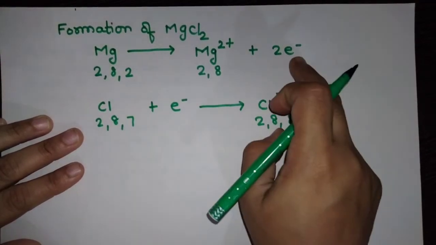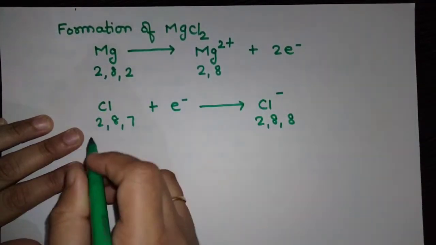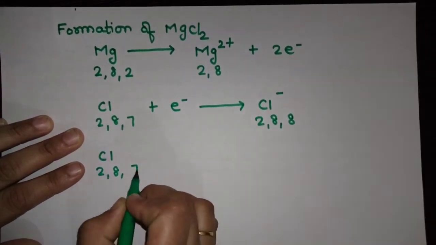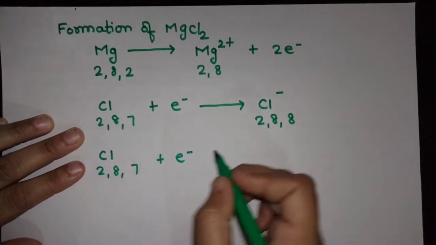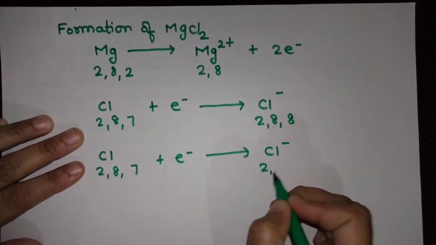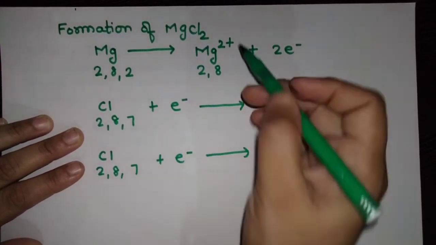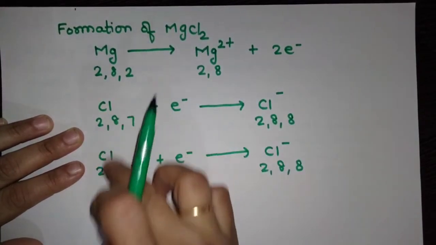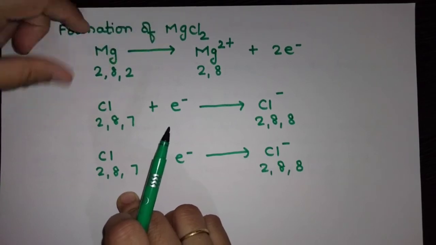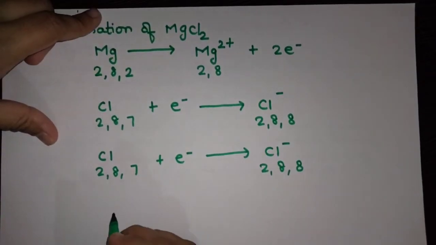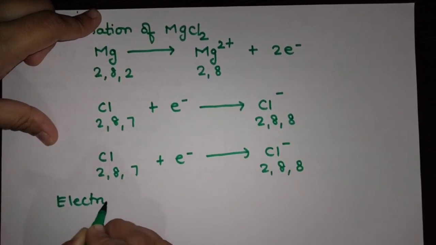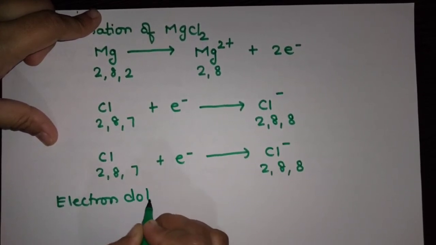Now what about the remaining 2 electrons? The other chlorine will get this leftover electron and acquire it. So that is why you are getting Cl2. That means 2 Cl are involved with 1 Mg. Now let us see how the electron dot structure is formed.